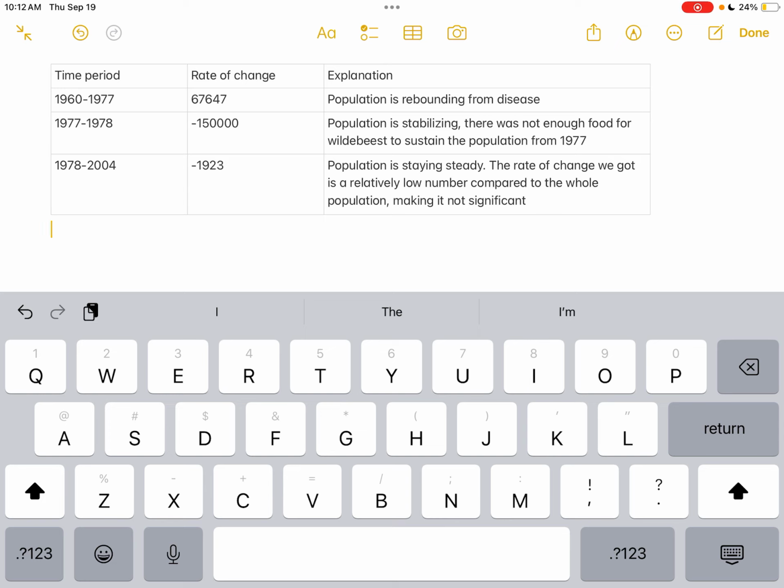And lastly, question number 8 said, if conditions in the Serengeti remain relatively constant, what do you predict would happen to the wildebeest population in the next 20 years? I want you to talk to someone next to you about your prediction, then we'll share as a class.